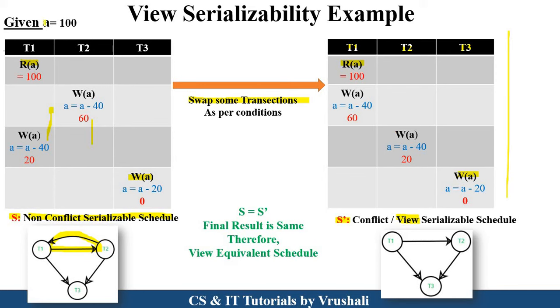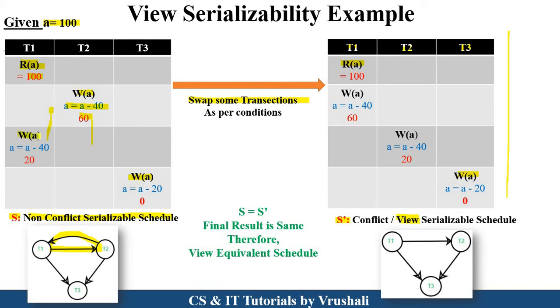See, suppose A is equal to 100. This is a given value. So what was the problem statement? The final result will be the same at the end of the operations in both schedules. So see here, A is equal to 100 is given. First T1 reads A is equal to 100. After that T2 performs the write A operation, means it updates the value. Write means update the value. That is A is equal to A minus 40. So 100 minus 40, 60. Now A is equal to 60.